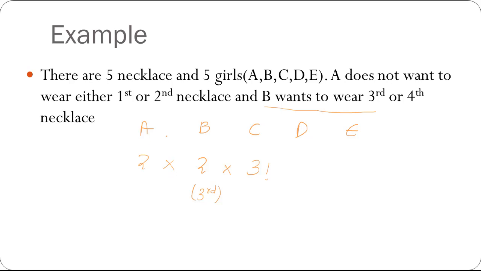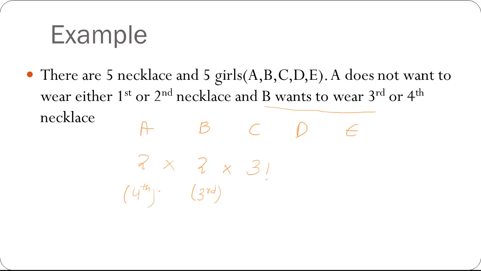See, I'll repeat. There were 5 girls, A, B, C, D, E. We satisfied the positive condition first, which was B wants to wear the third or fourth necklace. We assumed that B chose the third necklace. So B had 2 ways of wearing the necklace, 3 or 4. So we assumed that B wore the third one. Now we come to A. A cannot wear the first, second, and since B chose the third one, it cannot wear that as well. So A has got 2 ways, right? So let's say that A had chosen the fourth necklace.